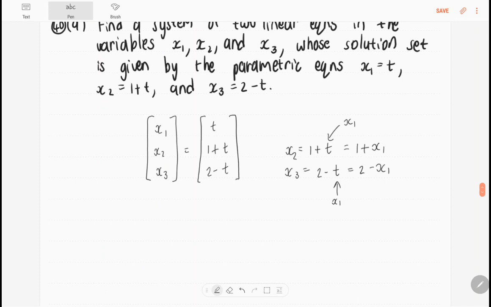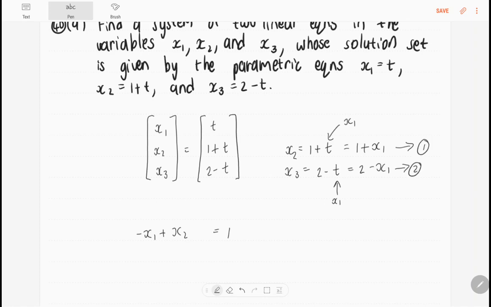In other words, what we have is my first equation. I'm going to write all of my variables on the left, so I have minus x1 plus x2 equals 1. This is my first equation. Then I do the same for my second equation, writing all variables on the left: x1 plus x3 equals 2. And there I have my system of two equations, and we worked backwards from the solution to get the system.